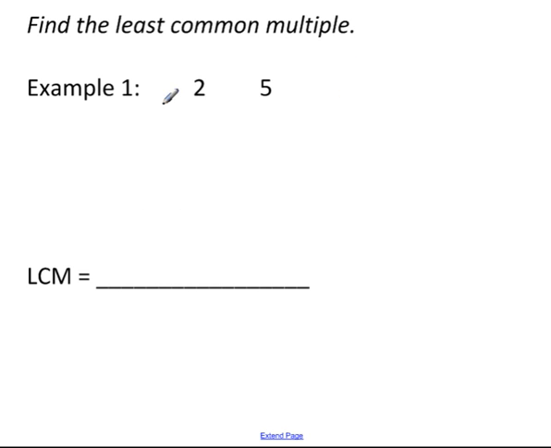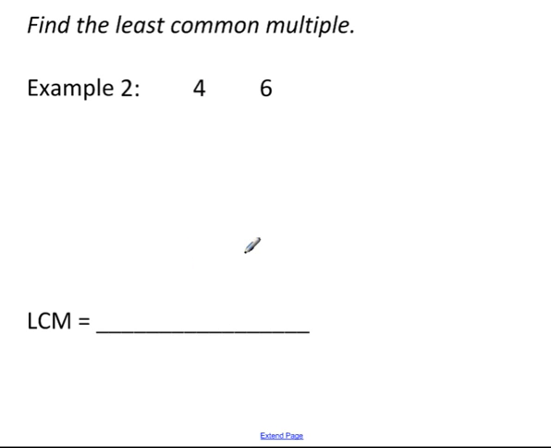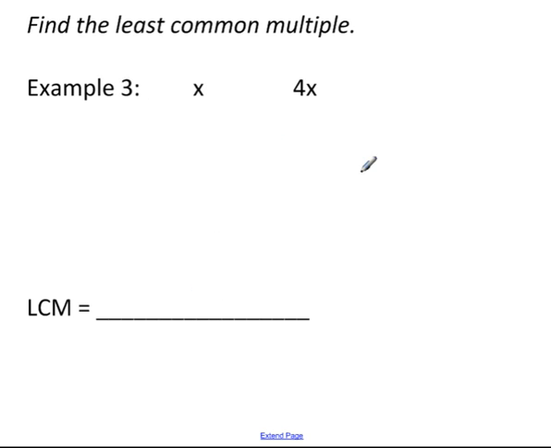Eventually we'll get there. Alright, so LCMs, 2 times 5 makes 10. That 10 is the smallest number that both 2 and 5 multiply up into. 4 times 6 is 24, but is that the smallest number? No. The LCM is 12 because both of them can multiply up into a 12. Alright, least common multiple here. Well, we got an x and we got a 4x. I can multiply this one by 4 to make that one, so our LCM is going to be 4x. It's the smallest thing that they both can make.